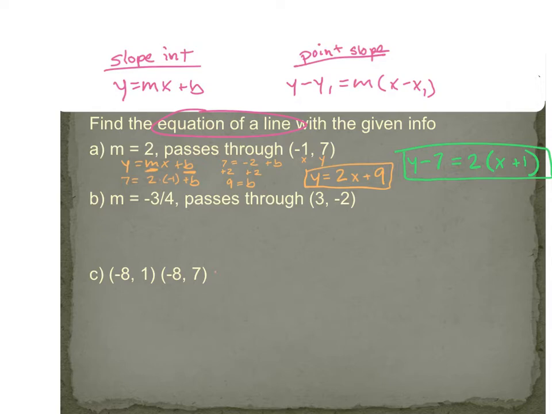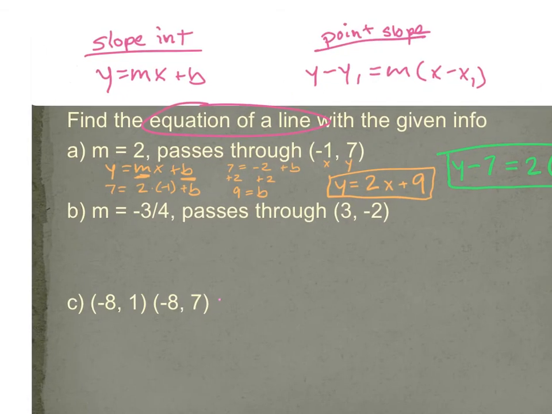Okay, for B, any questions for part A? All right, moving on to B. So we're doing the same thing here. It gives us our slope, and it gives us a point that it passes through. So we're going to do the same thing we did from part A. First, we're going to find the equation of the line in slope-intercept form. So we have y is equal to mx plus b.